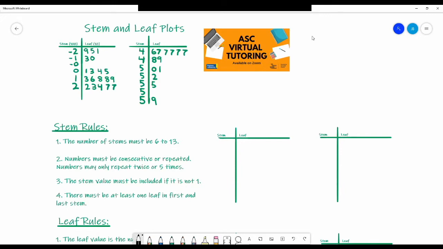The number of stems must be 6 to 13. If we look at our example here, the example on the left has 6 stems, while the example on the right has 7 stems.